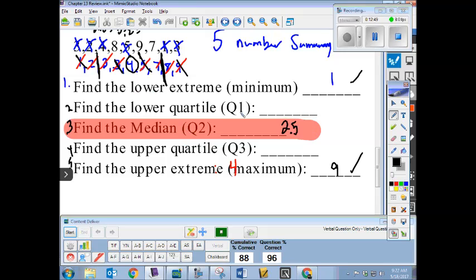Then you have to find the median. We already found that to be 4. I know it says I wrote it in the wrong spot, but that's because I took space away. We knew the median was 4. Then we found the lower quartile to be 2.5, and the upper quartile to be 7.5.